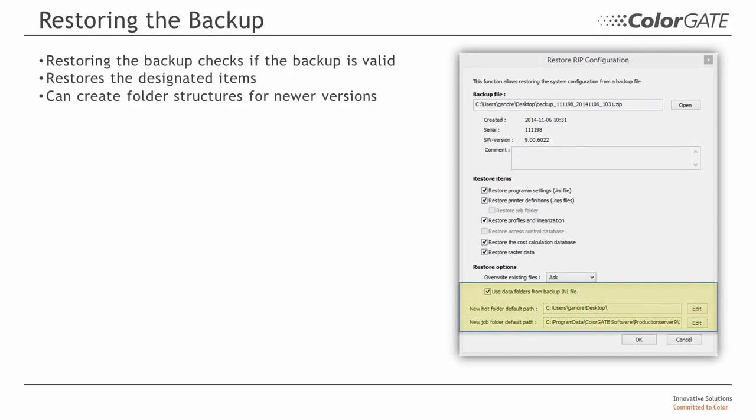The recovery function ensures that when the backup is done, it contains all of the necessary information, and all of the backed up files are converted to the new folder structure, which also enables the parallel installation of two different versions, for example version 8 and version 9, in one installation on a system.